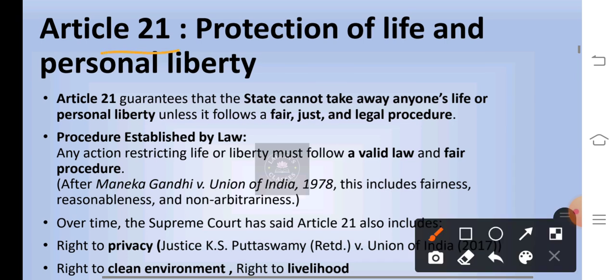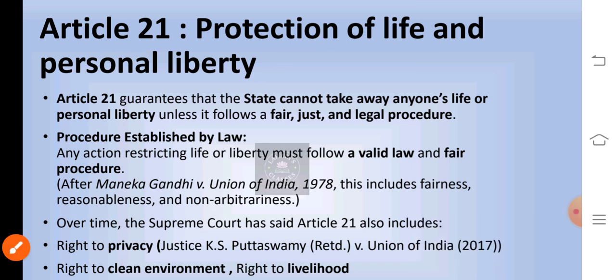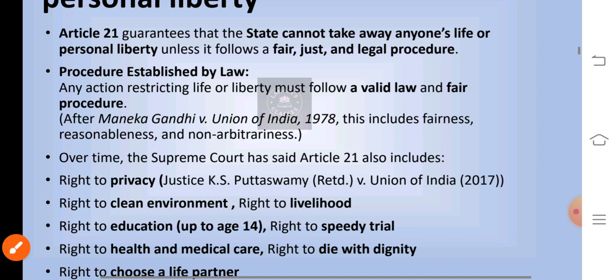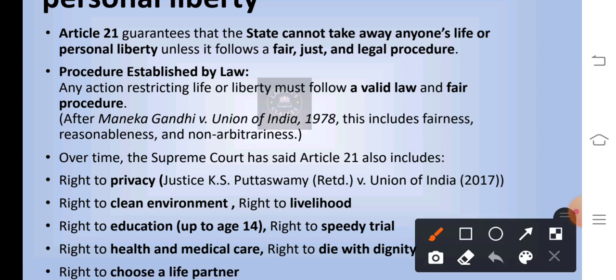Next is Article 21. That gives protection of life and personal liberty. This is the most important article. Many examinations have asked many questions on this article. So Article 21 guarantees that the state cannot take away anyone's life or personal liberty unless it follows a fair, just and legal procedure. So without following any law, the state cannot arbitrarily take away a person's liberty or restrict their life. It has to follow a procedure, a valid law, and it should be fair.